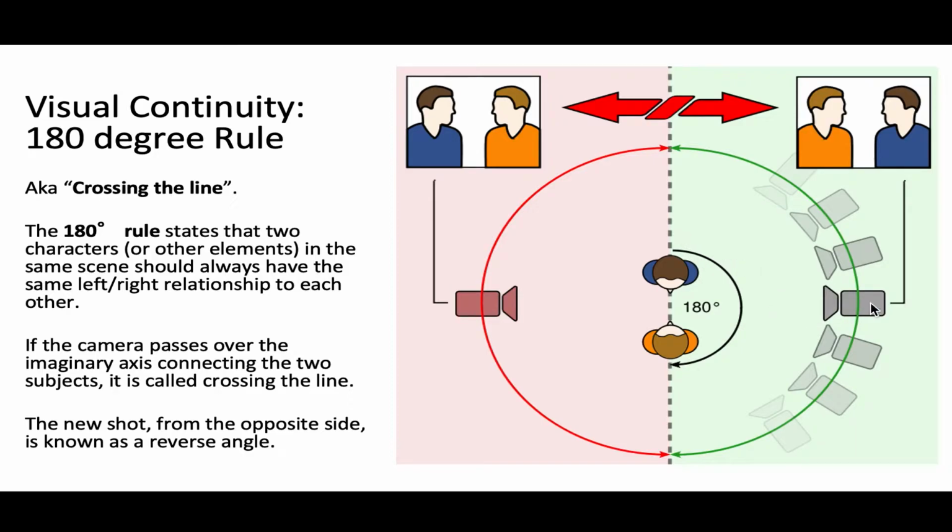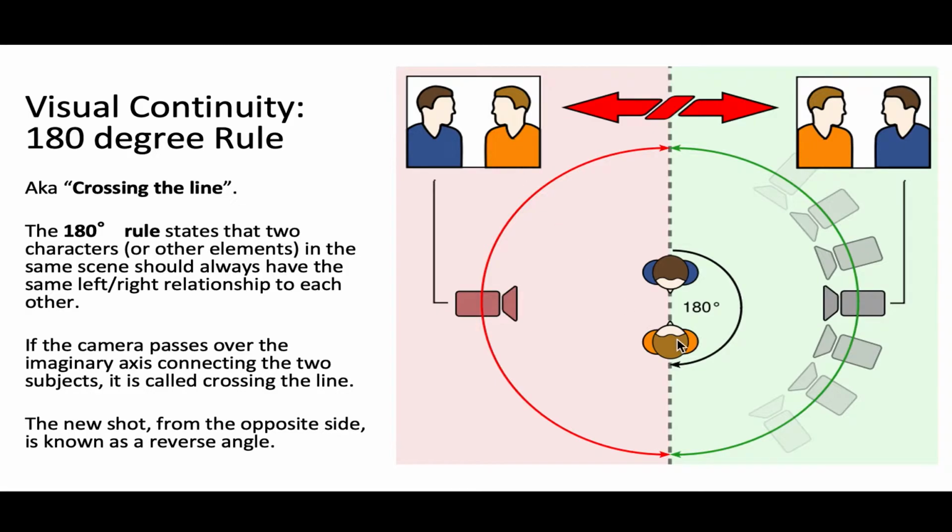In other words, if you put the camera, this image is taken from Wikipedia by the way, over here and point the camera at orange and blue, then orange will be on the left and blue will be on the right. If you cross this imaginary line that goes down the middle between the two characters and put the camera on the left, suddenly blue will be on the left and orange will be on the right.